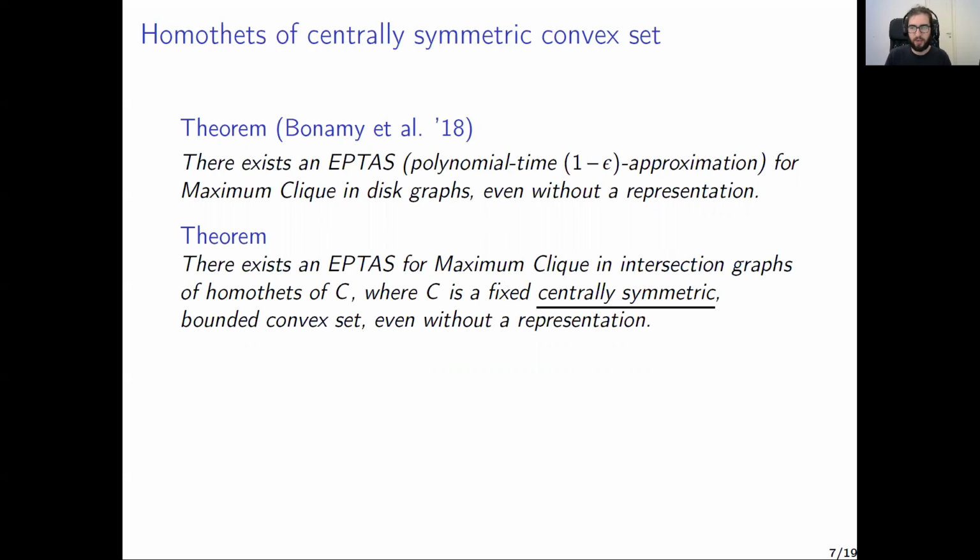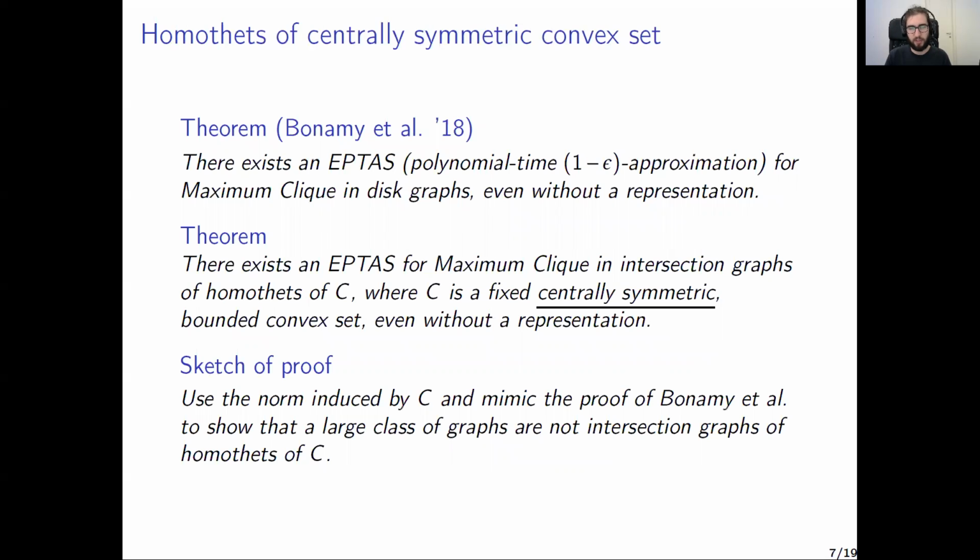And here, actually, we really needed this assumption that C is also centrally symmetric. If it is not, then we don't know what to do. And the idea of the proof is, again, the same. We use the norm induced by C, and we try to follow the proof of Bonamy et al. And the idea of the proof is to show that there is a large class of graphs that you cannot represent as intersection graphs of homothets of C. And so, as this class is large, then you know that the class of homothets of C is not too large, and then you can somehow show that there is an efficient PTAS.